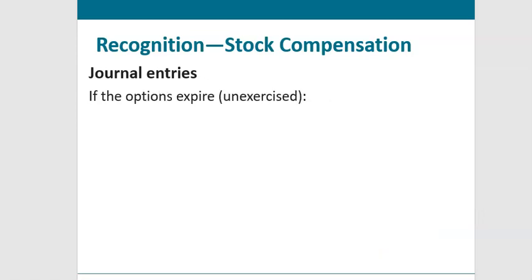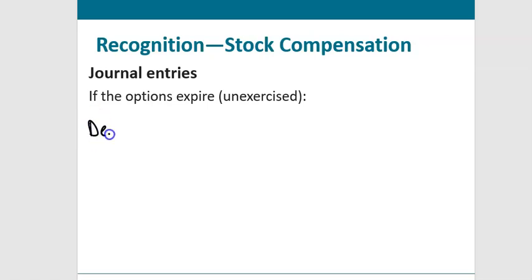What happens if the options expire and they had never been exercised? Why might this happen? Well, if the market price of the stock never goes above the exercise price, there's absolutely no reason why anyone would exercise the option. They're going to end up expiring or being unexercised. So what is this journal entry?